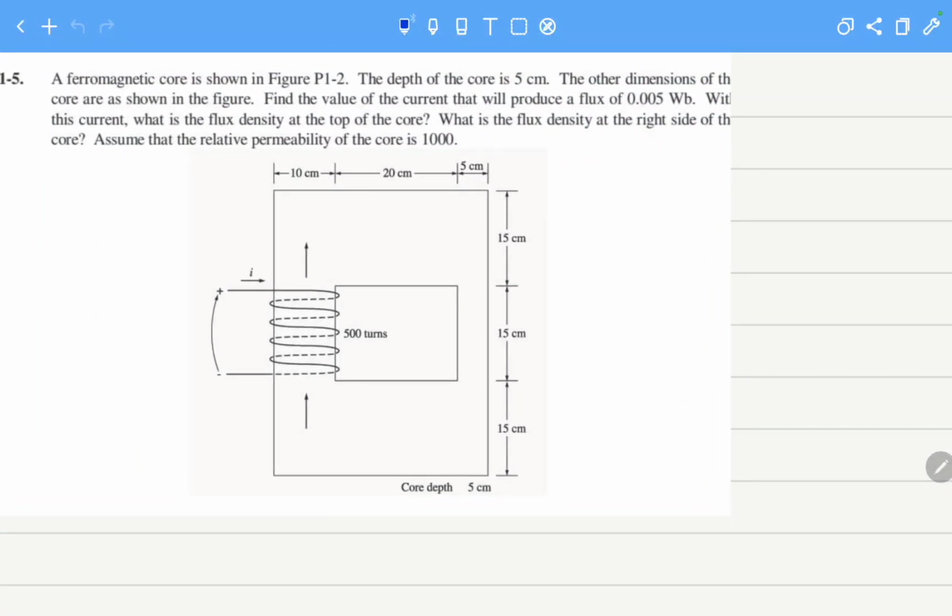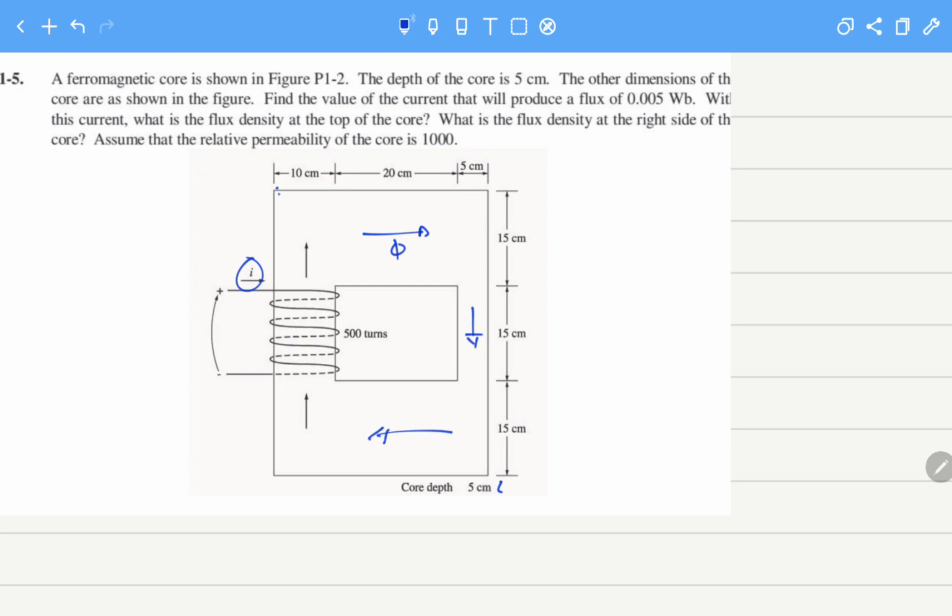Students, in the next example, we can see that we have a ferromagnetic core, and the depth of the core into this screen is 5 centimeters. So we can say the core is actually like this, and this depth is 5 centimeter. Find the value of the current. We have to calculate this current that will produce a flux that will be moving through the core.